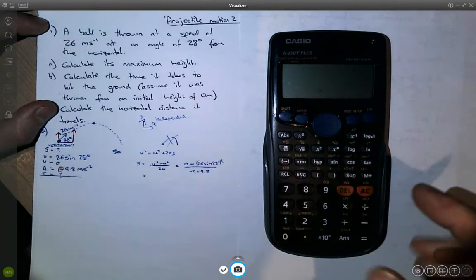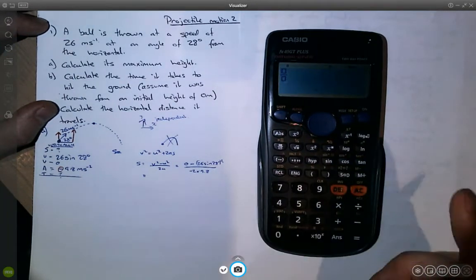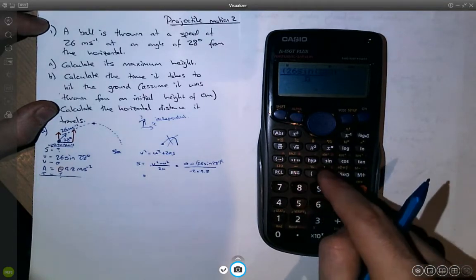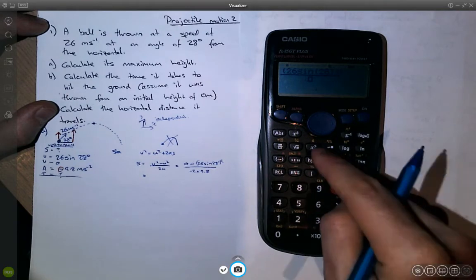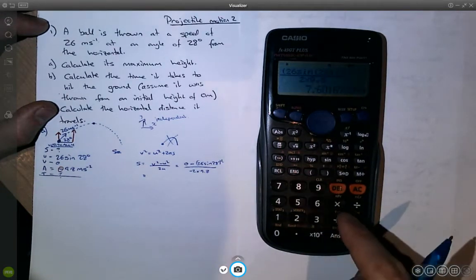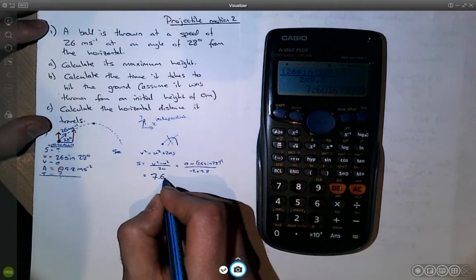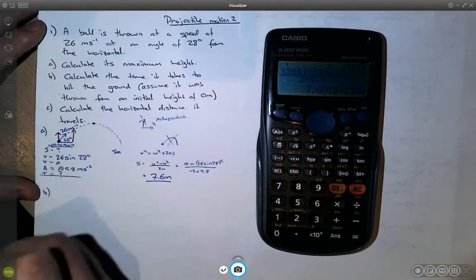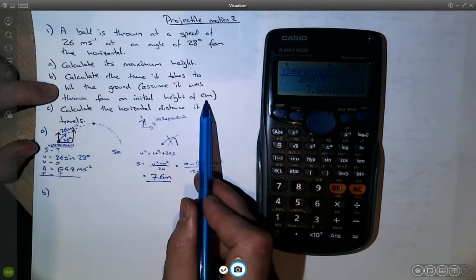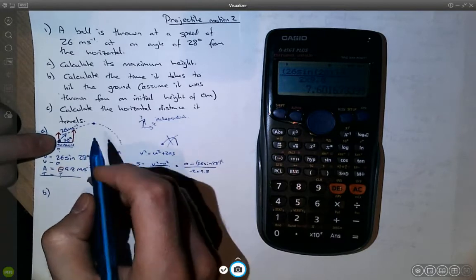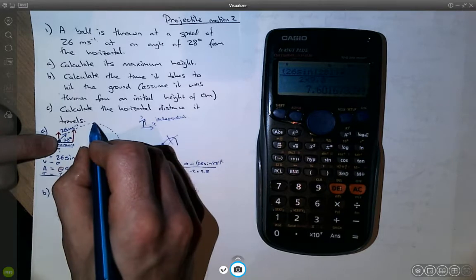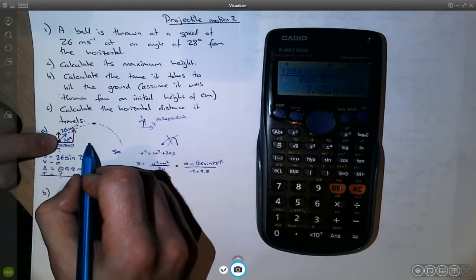Now we can plug in our numbers. 26 sine 28. Make sure you put the brackets around the 28, otherwise you'll get the wrong answer. Over 2 times 9.8, which is 7.6 meters. Part B: calculate the time it takes to hit the ground. Assume it was thrown from an initial height of 0 meters. The time it takes to hit the ground is going to be twice the time it takes to get to the top. It will take a time to get up here, and then the same amount of time to get down to the bottom.